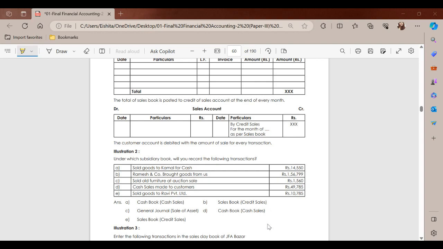Illustration 3 is on sales transactions. Sold goods to Mehta Bros: you will record the sales. Sold to Adley on credit: record in the sales book. Sold to Neste Private Limited on credit: record the sales and give the discount. That is one, two, and three. Any questions?